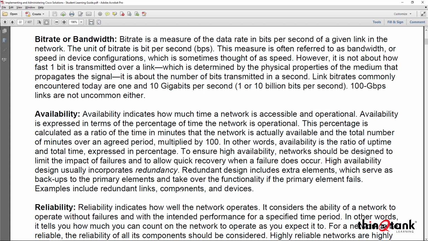How many people are trying to use that path? Is the path efficient? Is there a physical layer problem that might be reducing the amount of bandwidth or throughput that we have, and so on. So they say here, bit rate is a measure of the data rate in bits per second of a given link in the network. Kilobits per second, megabits per second, gigabits per second, and so on. The fundamental unit of bit rate is a bit per second, and then we just do multiples of that. But again, it's important to distinguish the difference between a theoretical value and a practical value.